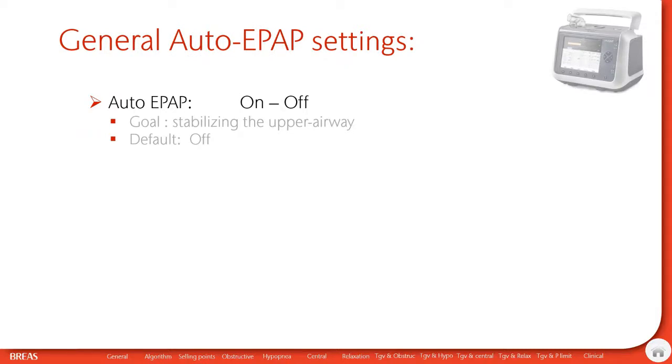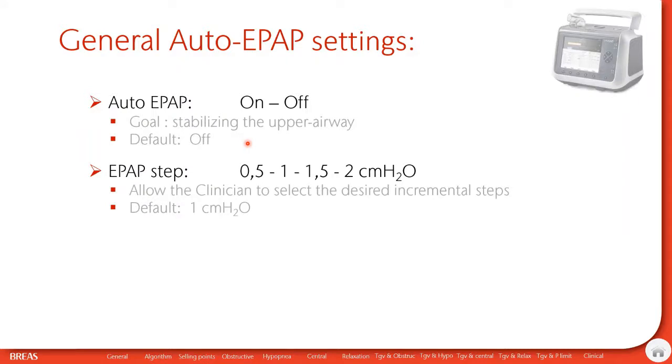With the Auto-EPAP algorithm comes, of course, a number of new settings. Let's go over them one by one, starting with the general Auto-EPAP settings. So the settings which we will describe now will be present in all combinations of ventilation modes where Auto-EPAP is available. Of course, there is a setting to turn Auto-EPAP on or off with a default setting to off. Once you turn Auto-EPAP on, you will see that there are a number of settings which come up.